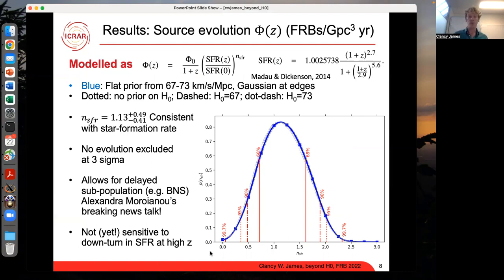Now, this still allows for a delayed subpopulation of, for instance, binary neutron star mergers. See Alexandra Moroianu's breaking news talk. And the other thing I want to point out is that we are not yet sensitive to this downturn in the star formation rate at high redshift. We're really picking up on this increasing rate here.